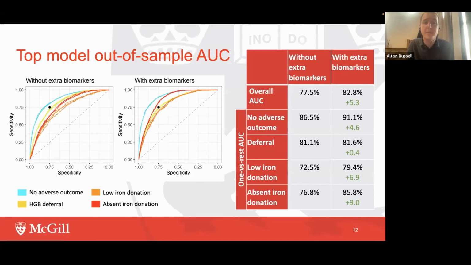And with our out of sample performance estimate, we see that both models are best at discriminating people who have no adverse outcome versus those who are going to have any of these 3 adverse outcomes shown, which you can see because this cyan or blue line is furthest to the upper right.